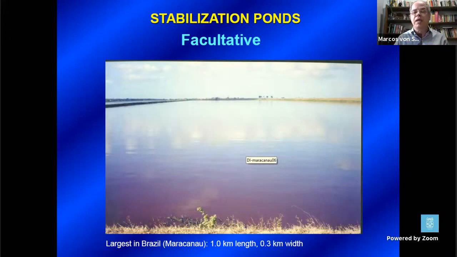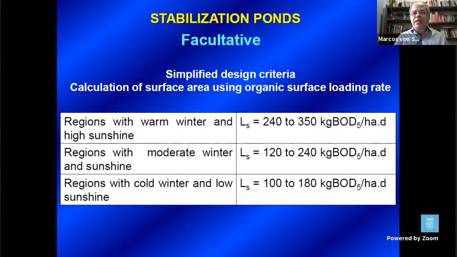Since the stabilization ponds are such a large reactor, for the sludge produced, it's important to remember, all biological wastewater treatment processes produce sludge. But in this case, the biological solids that are produced go to the bottom of the pond and they remain there for 20 years or even more without the need for removal. So very simple. As you can see, the construction is very simple. In terms of design criteria, there are advanced design criteria. I just put here this table here.